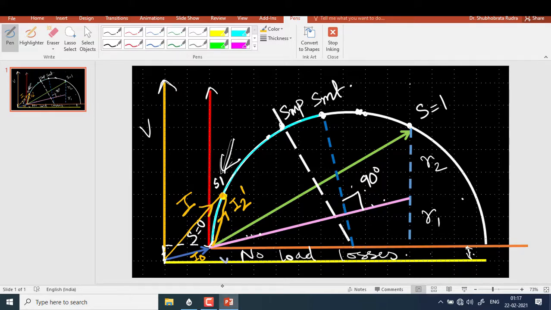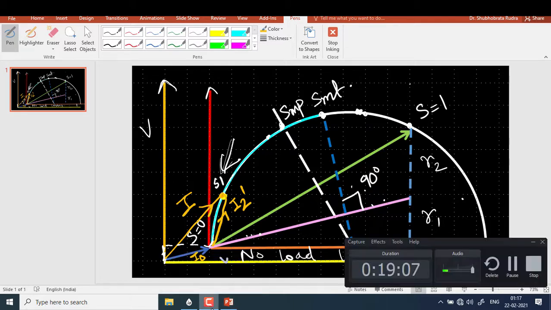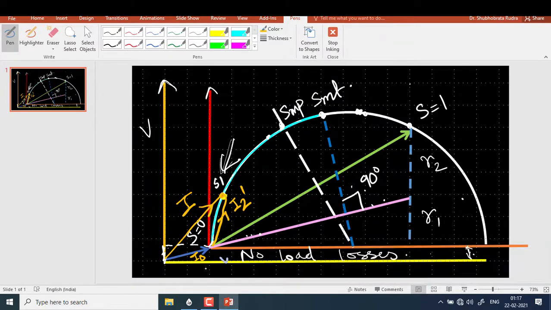So I hope this makes sense to you. Now for your quick revision, we started with our inputs, V and I naught. With that V and I naught, we draw this red or maroon line.